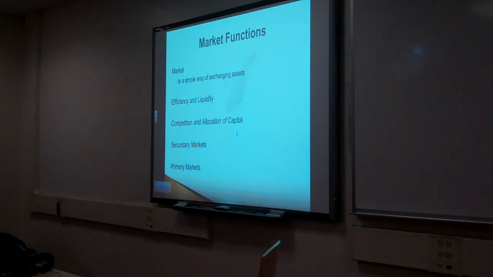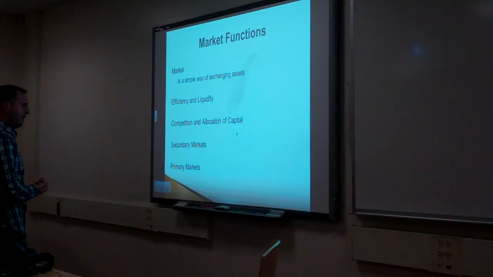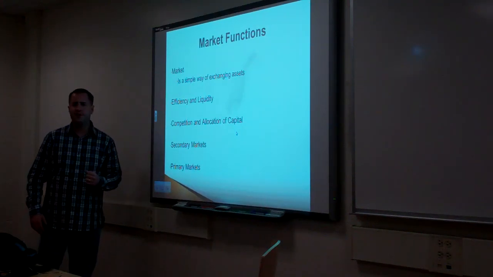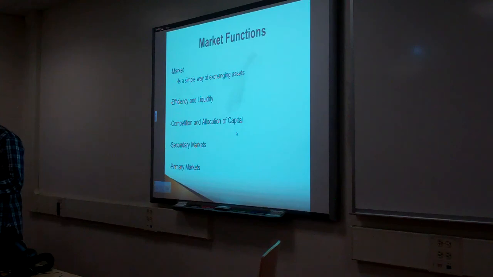Now, cash is not the only asset. Stocks are considered an asset. Bonds are considered an asset. Real estate is considered an asset. Okay? Efficiency and liquidity are key characteristics of a good market, right?